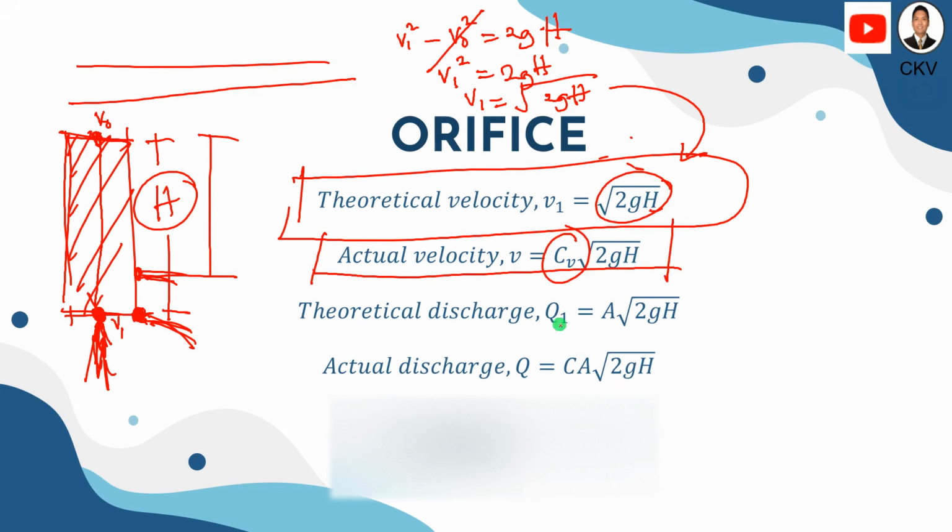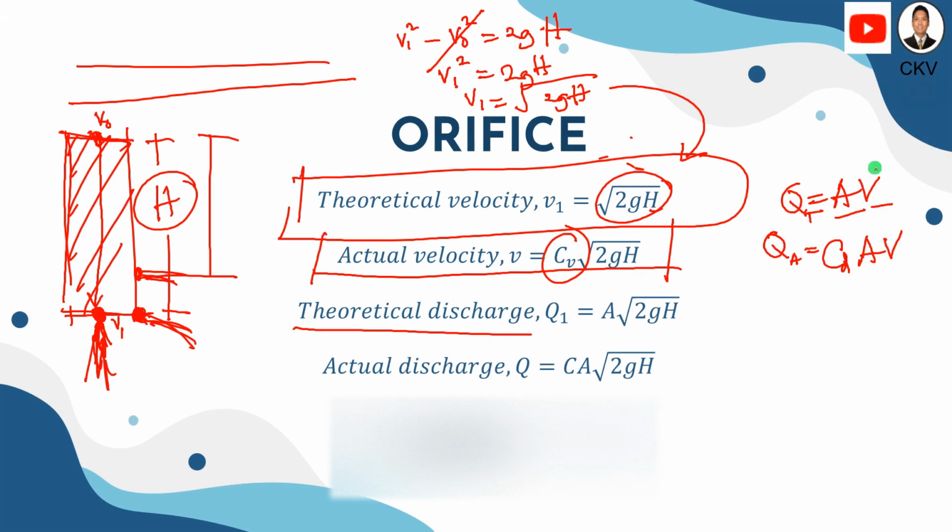On the other hand, we have theoretical discharge. We know that discharge Q is equal to AV. If this is the theoretical, then the actual is multiplied by the coefficient of discharge. For the theoretical discharge, we have area times V.